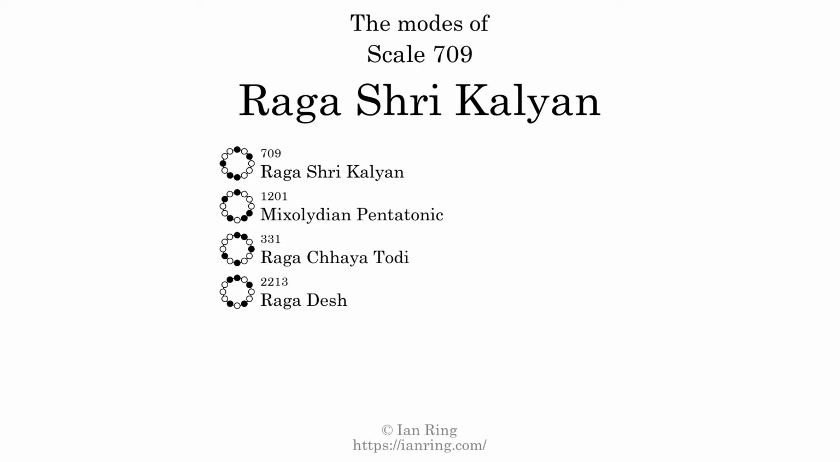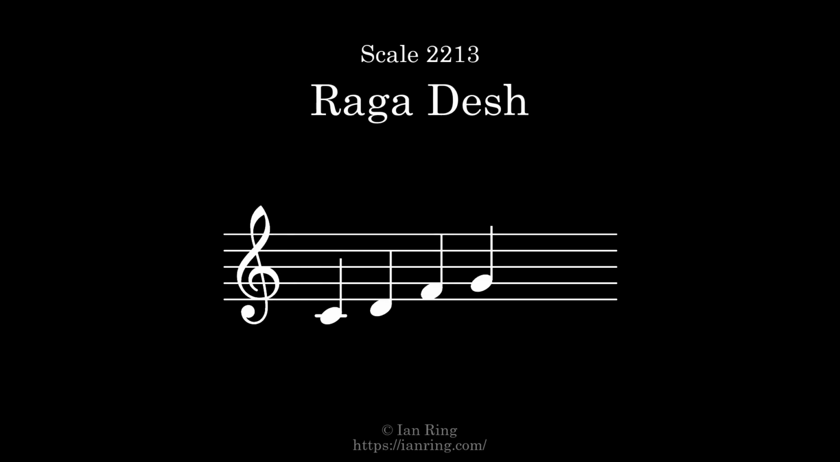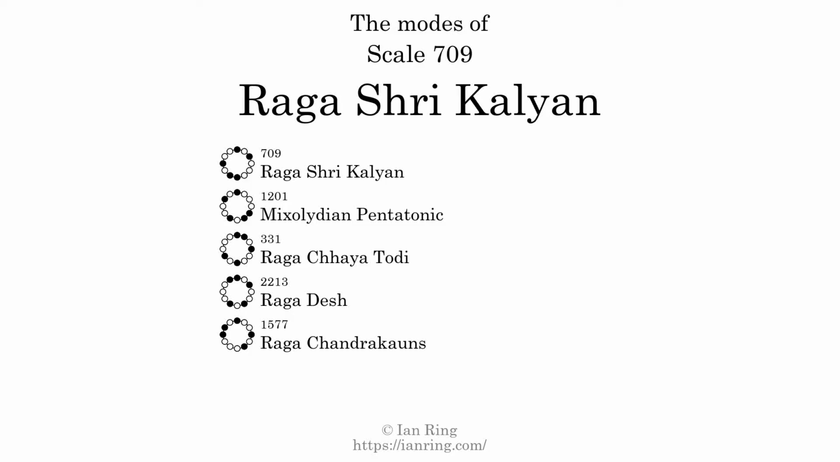The fourth mode is scale 2213, also known as Raga Desh. It sounds like this. The fifth and last mode is scale 1577, also known as Raga Chandrakans. It sounds like this.